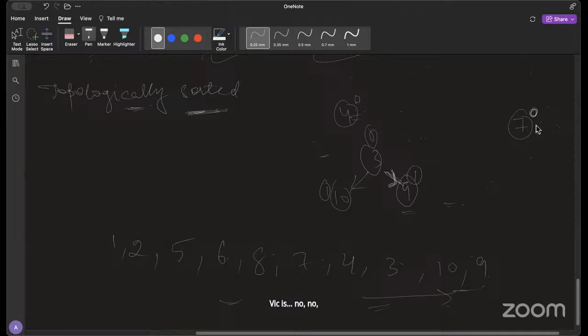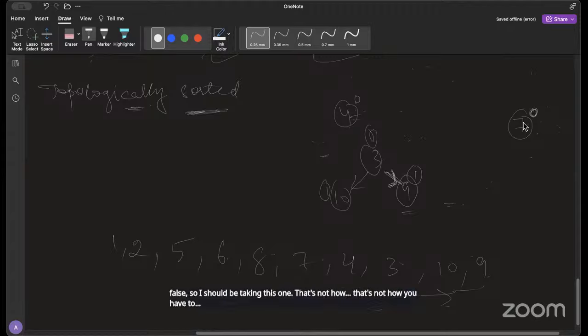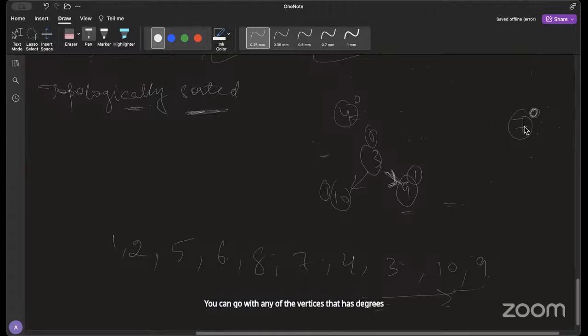No, you don't have to decide on that basis that this got in degree 0 first, so I should be taking this one. That's not how you have to decide. You can go with any of the vertices that has in degree 0. If these two have in degree 0 at present, then I can either choose this or this. It's up to the person who's doing the question.